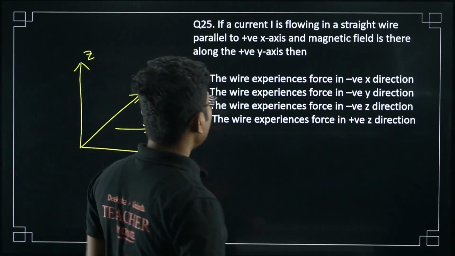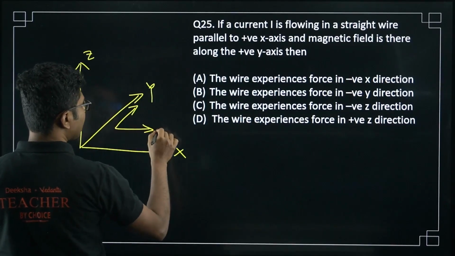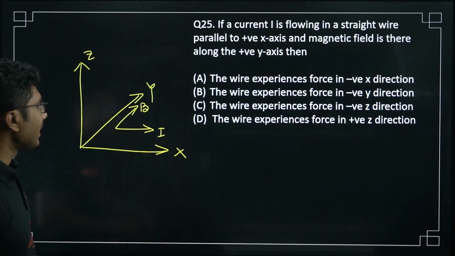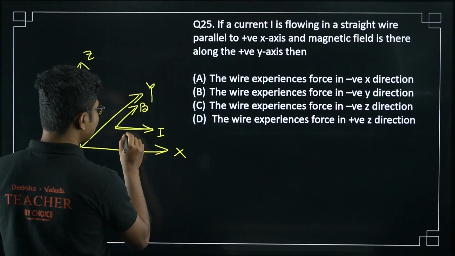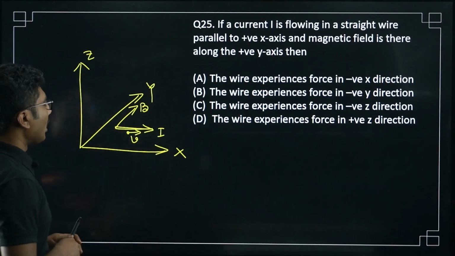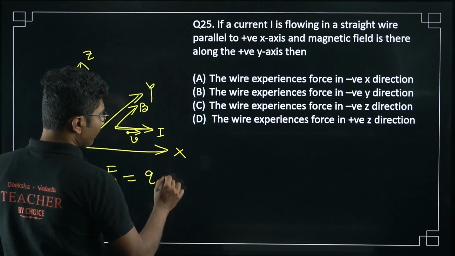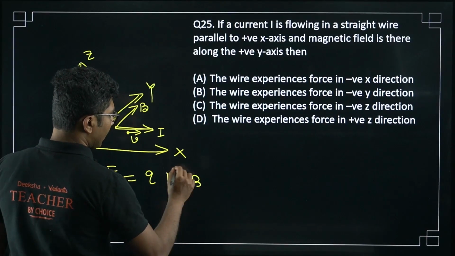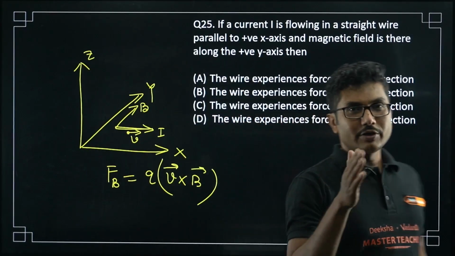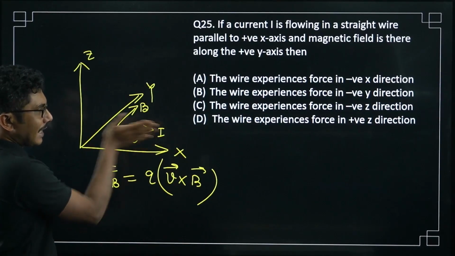And the magnetic field is there in the positive y direction. So the magnetic field is in this direction, this is the current, this is the magnetic field. What will be the force? We know that current in this direction means electrons are moving with some velocity, and the magnetic force is basically Q V cross B. To find V cross B, you would start your fingers in the direction of V, that is, in the direction of current.